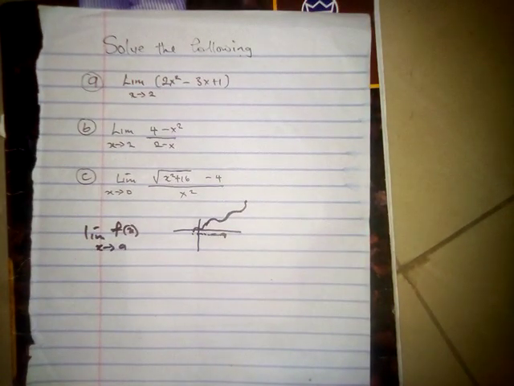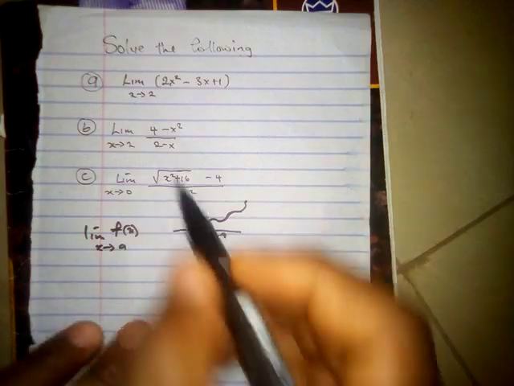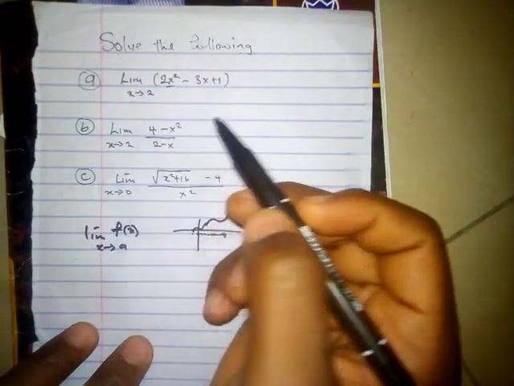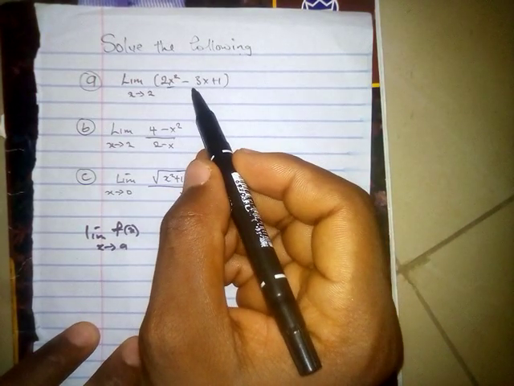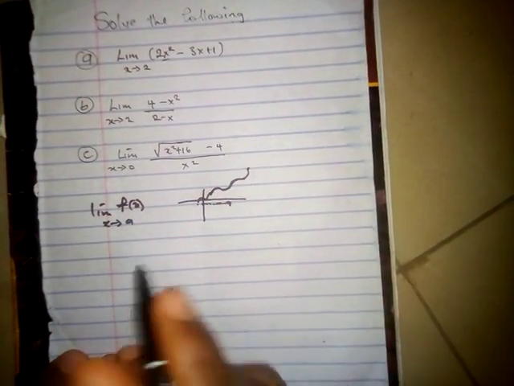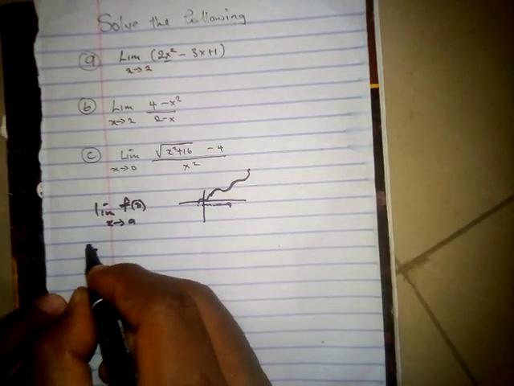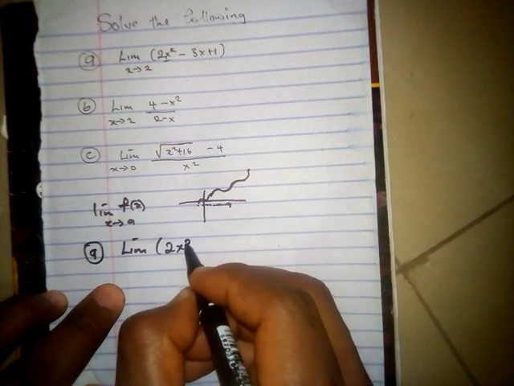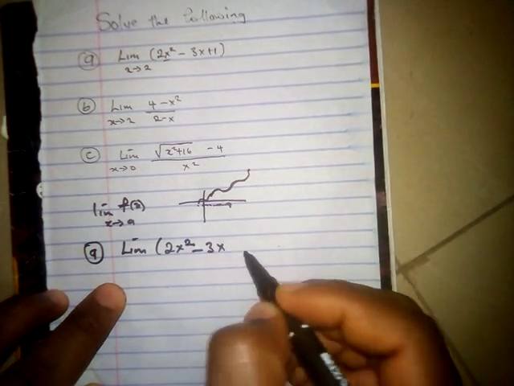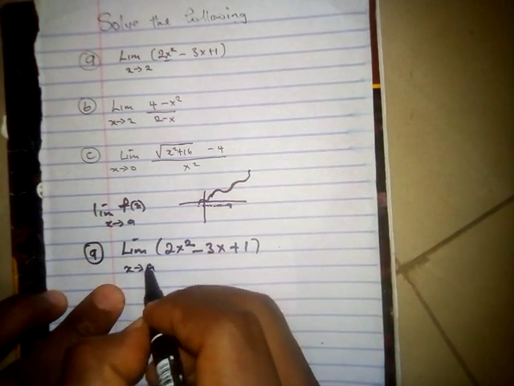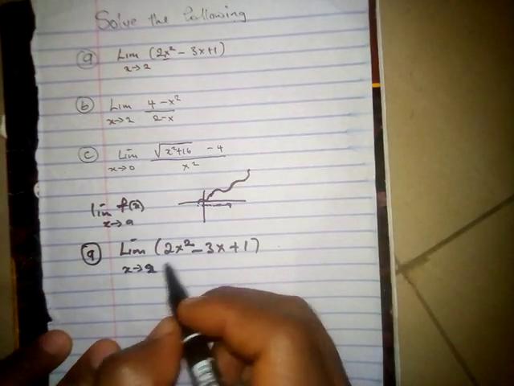Now we are going to solve the examples here. The first one is the limit of this function as x tends to 2. We are going to solve this by limits by substitution, so we substitute the value of 2 into this function to get the limit. The first one here is the limit of 2x squared minus 3x plus 1 as x tends to 2. So we substitute this value of 2 into this function.